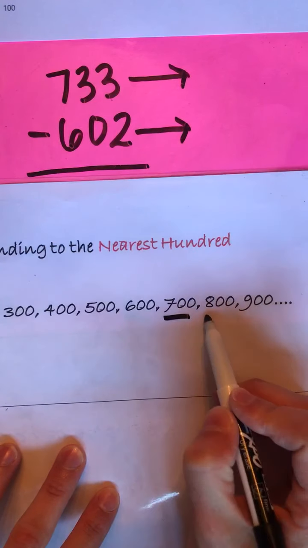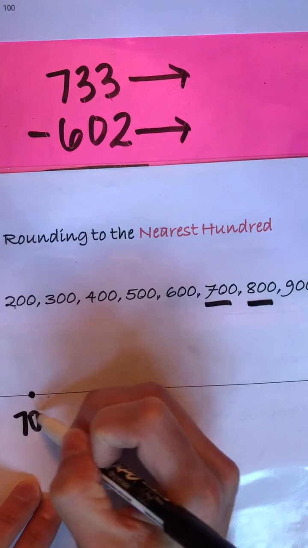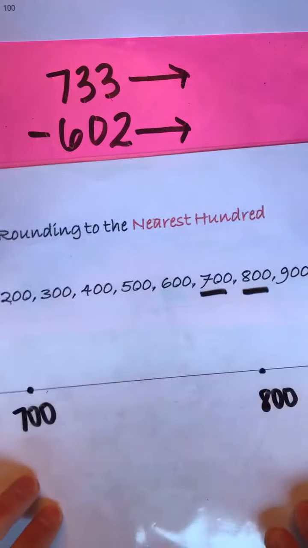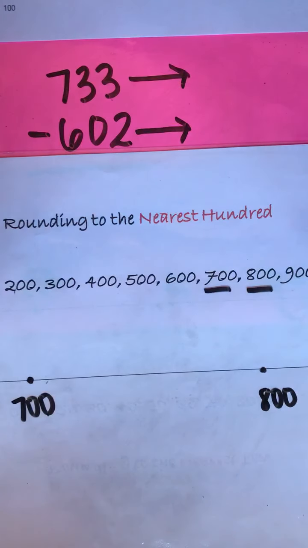700 and 800. Very good. So here's 700 and here's 800. What comes halfway between 700 and 800?